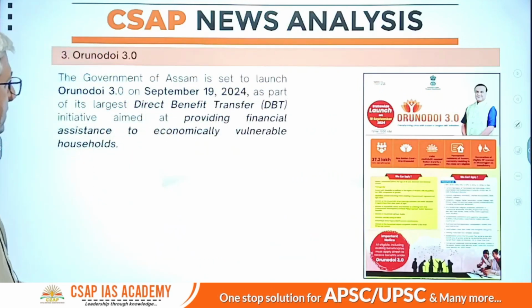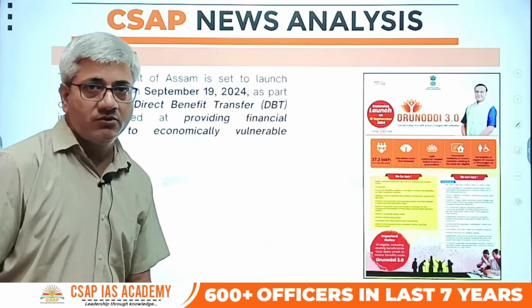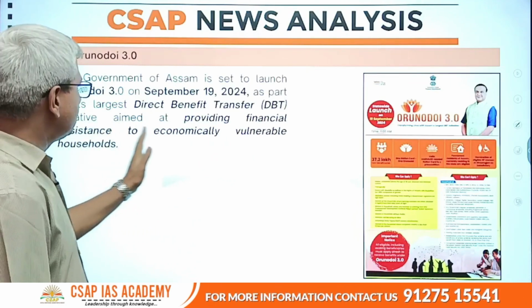September 19, 2024, as part of its largest direct benefit transfer schemes, an initiative aimed at providing financial assistance to the economically vulnerable.